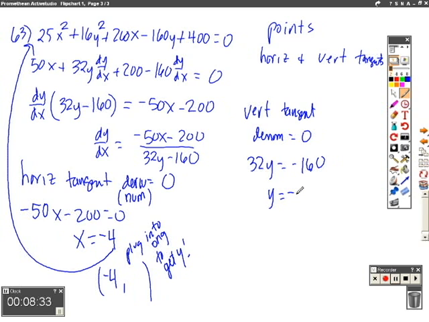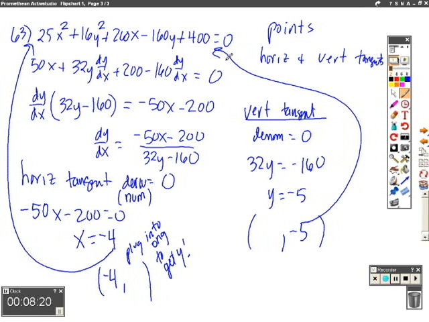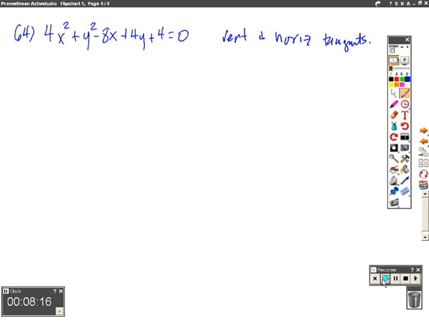Just like I said for the horizontal tangent, I have the y value, so I'm going to go back into the original function to get the corresponding x value that goes along with that. And I'll leave that work for you with the calculator.